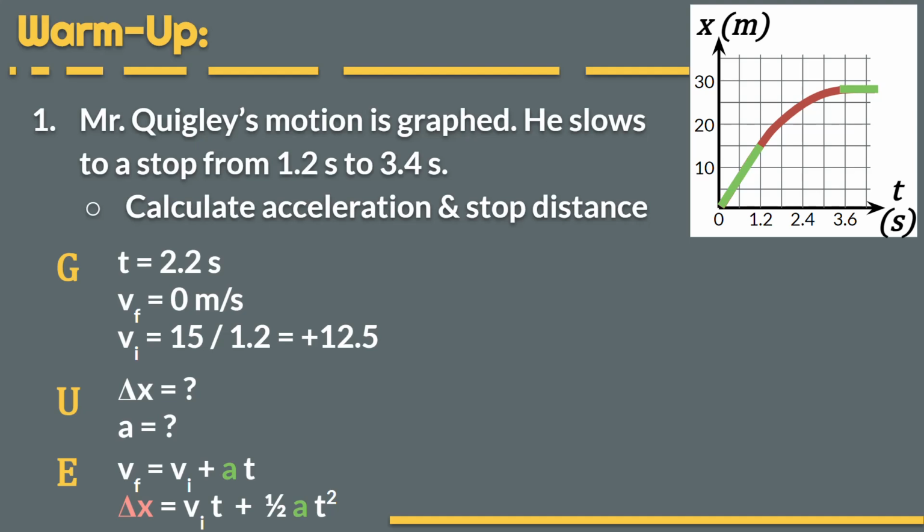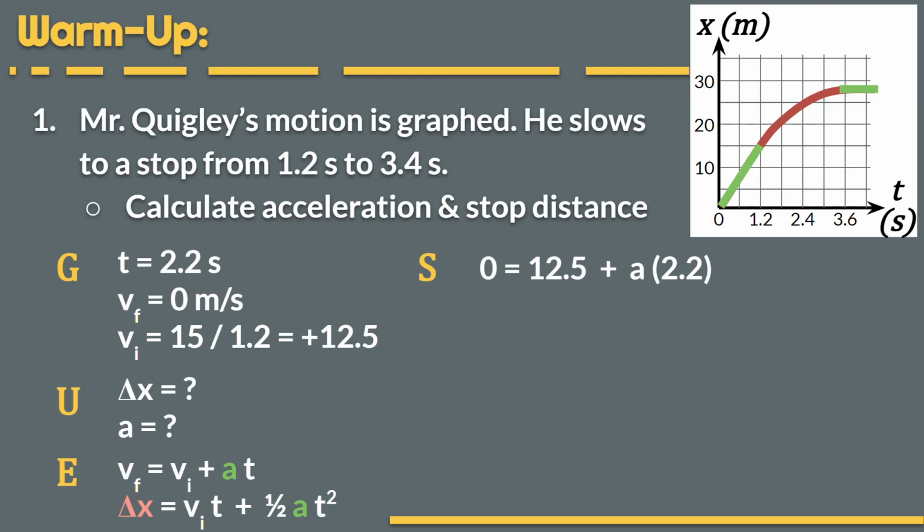All right, so I've got 2 different equations. I'm going to solve for acceleration first because it asks for it first in the question and because I need it to use the equation I chose. So acceleration substitution into that equation looks like this. VF is 0. It's equal to VI, which is 12.5, plus A times 2.2.